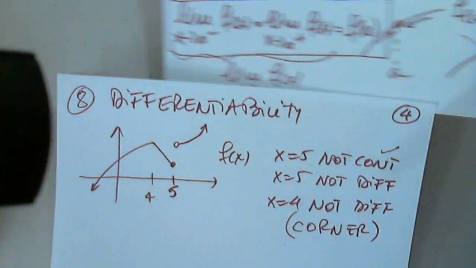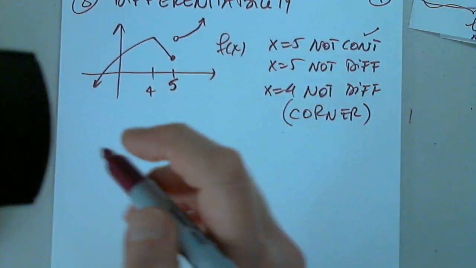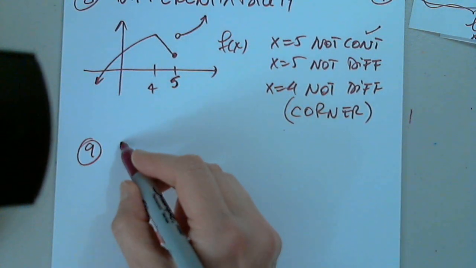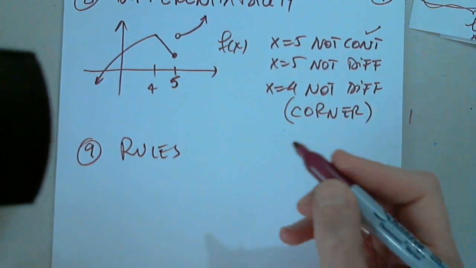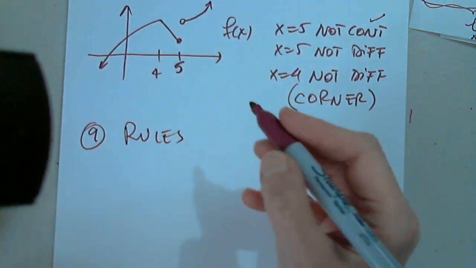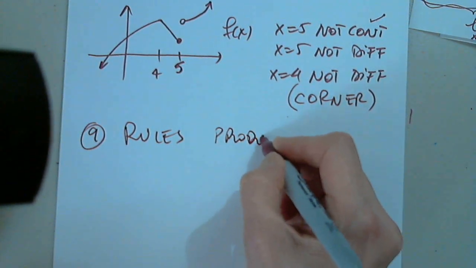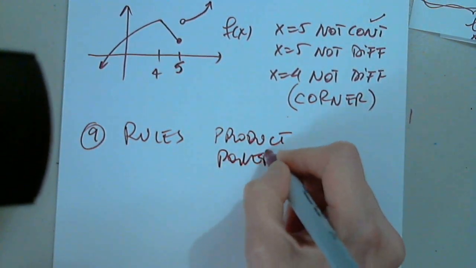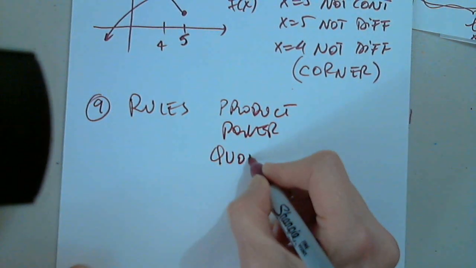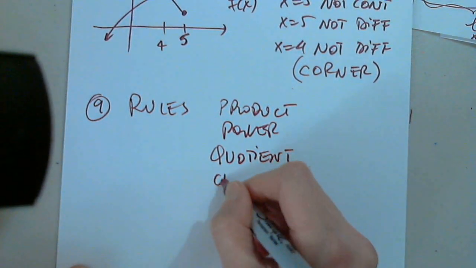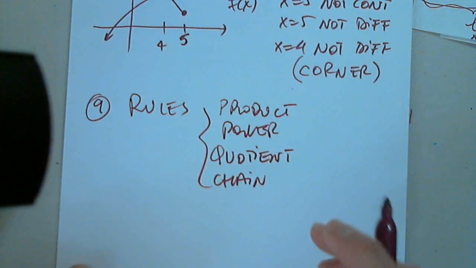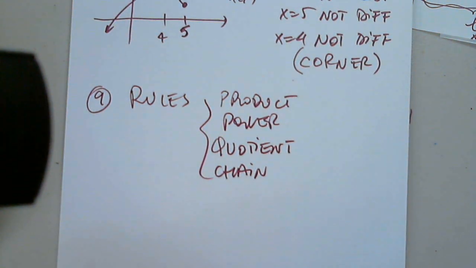And the last concept that I can think of right now is number 9, differentiation rules. And you know all the rules that we talked about. Product, power, quotient, chain. That's all we studied in 4 weeks. Okay.